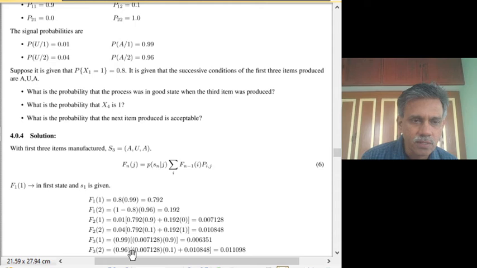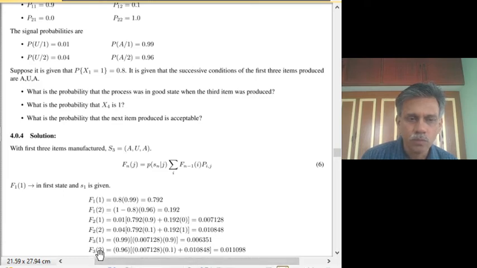On the other hand, what is the other one? From 2 to 1, there will be one more factor, P21, but P21 is 0. That is why the other factor is multiplied by 0. You are not writing it.